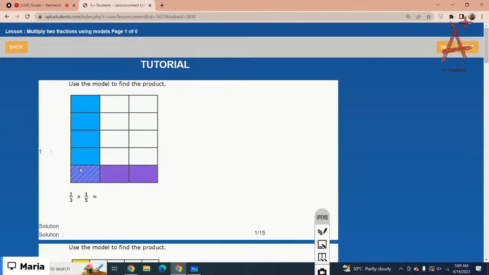So basically 1 by 3 means here you have 3 parts and one of them is colored. Then you have 1 over 5. Here you have 5 parts and 1 of them is colored. So you can see just one block is the one that has both colors. Got it? And the total blocks are 15. So it would be 1 over 15. Got it?